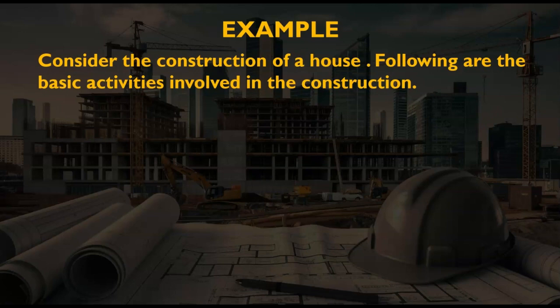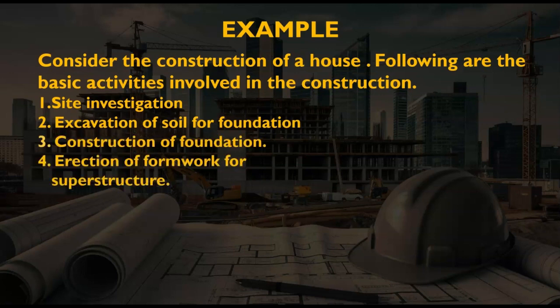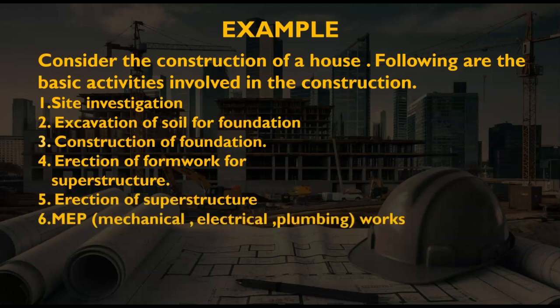Let's take an example. Consider the construction of a house. Following are the basic activities involved in the construction. Number 1, site investigation. Number 2, excavation of soil for foundation. Number 3, construction of foundation. Number 4, erection of formwork for superstructure. Number 5, erection of superstructure. Number 6, MEP works, that is mechanical, electrical and plumbing. Number 7, finishing.